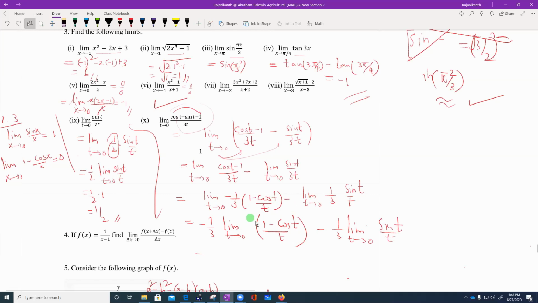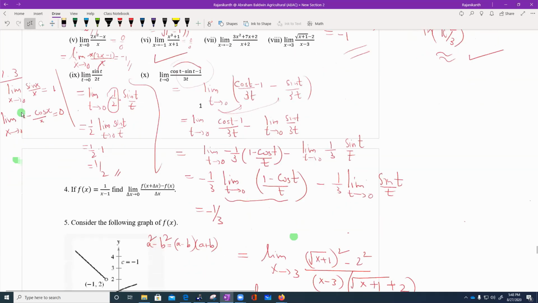Now you know the answer of this piece. What is this? By looking at the property here, this is going to be what? 0, because you have the same thing here, only the variable name is different, so it is 0. Then the second expression here, sine t over t, is just 1. So that is going to be 0. So you will get negative 1/3 times 1, which is negative 1/3.